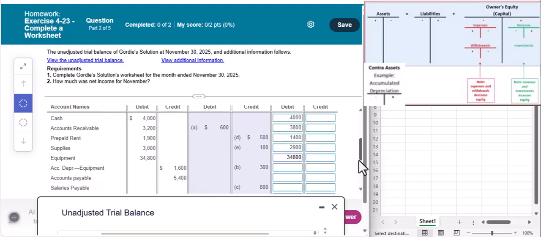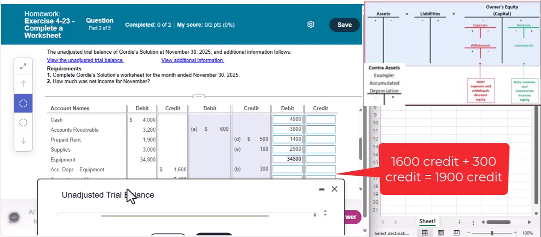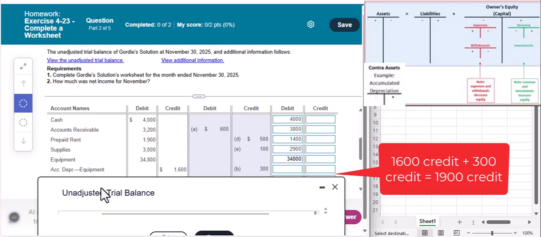And then next up we have our accumulated depreciation on equipment. I'm going to scroll on down so we can see that. So previously we had a credit balance of 1,600. And again, why is that? Our accumulated depreciation is a contra asset. So the balance sits on the credit side. So then we added an additional $300 worth of depreciation to accumulate there, and that is going to be a credit balance of 1,900. And again, why is it sitting in the credit side? Because it is a contra asset, so that balance will be sitting on the plus side, the credit side.